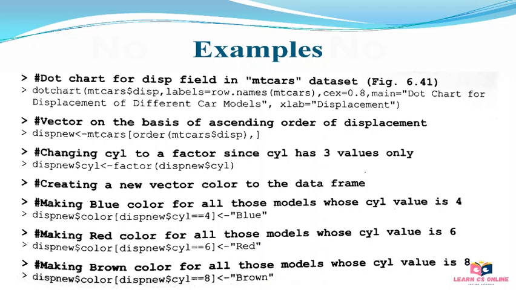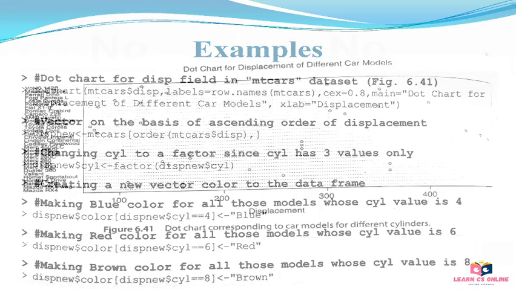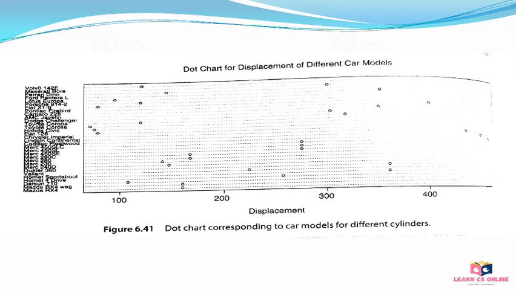The next command selects the records whose value of cyl is 4 and assigns blue color to the color option of disp_new for all the car models having 4 cylinders. Similarly, the next command assigns red and brown colors for all the car models having 6 and 8 cylinders respectively. This slide shows the dot chart for the before mentioned examples.